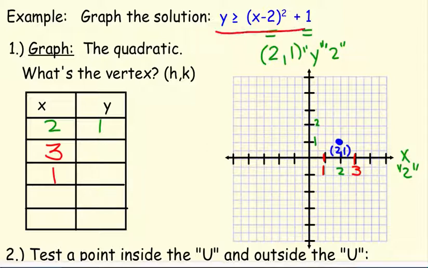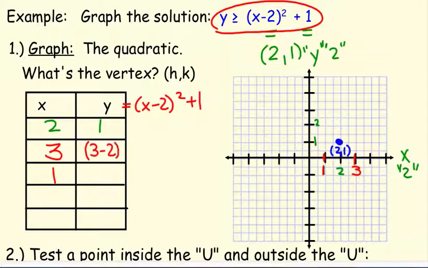I'm going to go ahead and substitute it into this inequality, but I'm going to just change it to an equation. X minus 2 all squared plus 1. 3 minus 2 all squared plus 1. 3 minus 2 is 1. Squared is 1. 1 plus 1 is 2. Remember, this will give you the same number because they are symmetric. So we're going to graph the ordered pair over 3, up 2, and over 1, up 2.